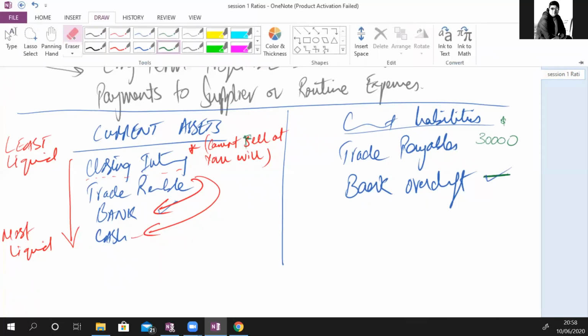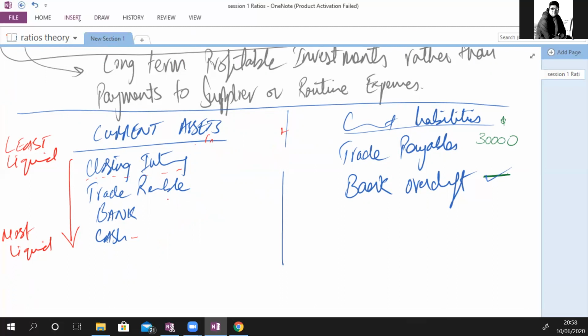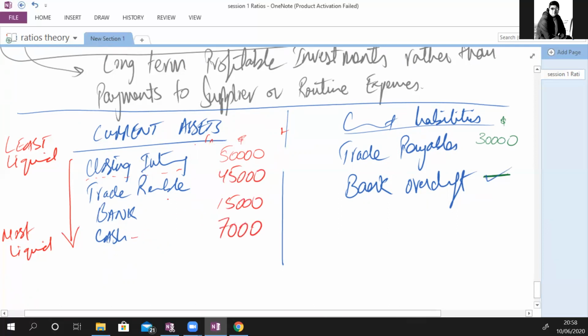Let me just erase it, so that we can work out with our example. Okay, I have inventory of 50,000, trade receivables of 45,000, bank 15,000, and cash of, let's suppose, 7,000. If I have to pay my payables 30,000 and the payables are like, pay us right now, there and then.